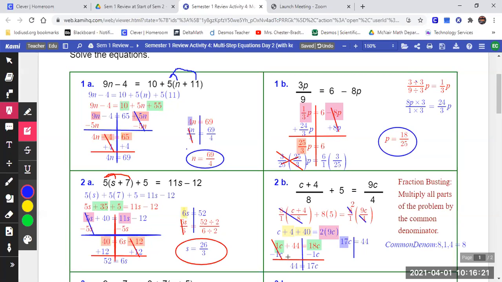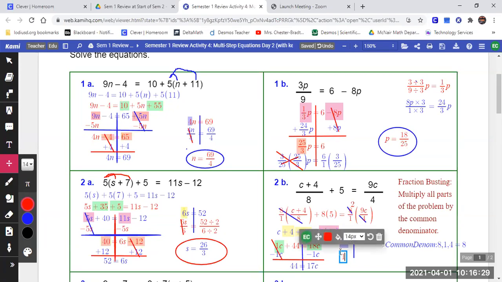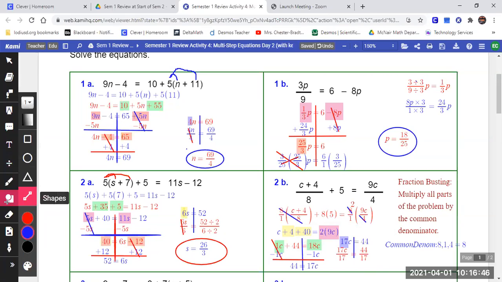How am I going to undo that multiply times 17? Divide both sides by 17. So 17C divided by 17 has to equal 44 divided by 17. Are we going to be able to simplify that, or is that as good as it's going to get? Can 17 help out the 44?